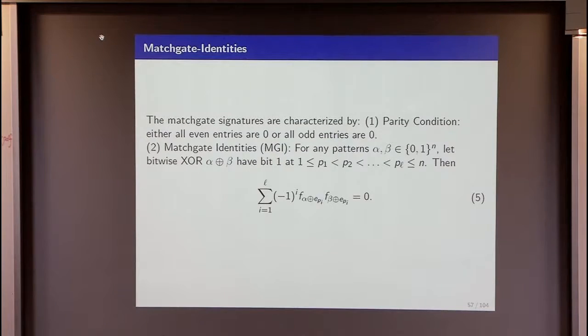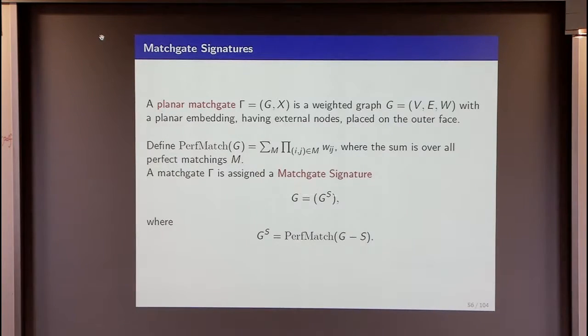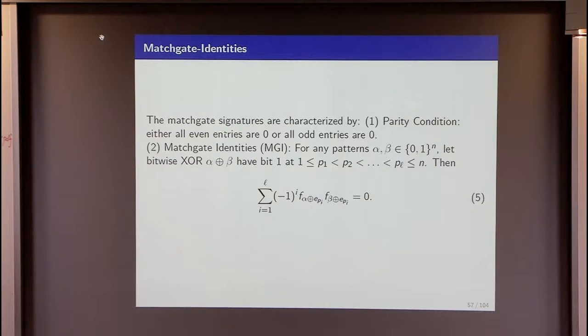Let me mention the match gates identity. Remember, you are given a match gate and you assign the match gate signature. Then the claim is that it satisfies the match gates identity. And in fact, there's a separate part of the proof that says that if you do satisfy all these, then you are a match gate. So this is a complete characterization of it.